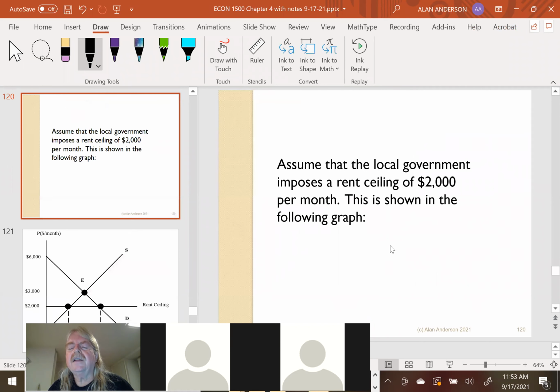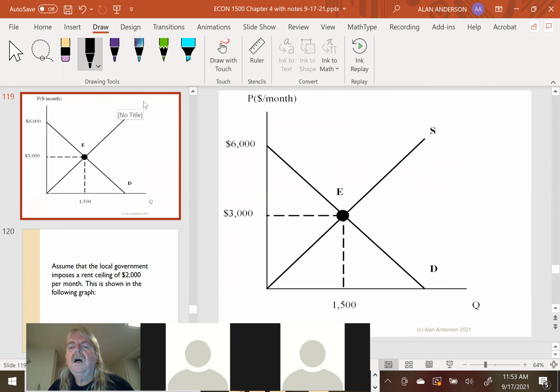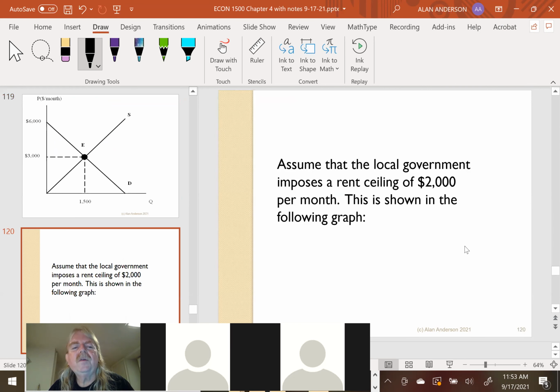Well, let's start with this case. So we have an equilibrium in this market of $3,000 a month for the rent in this city, wherever they are. And at that price, 1,500 units are being rented. Okay, so everybody's happy. Everyone who wants an apartment has one, as long as they're willing to pay $3,000 for it. Now, the government comes along and says, oh no, from now on, you can only charge $2,000.